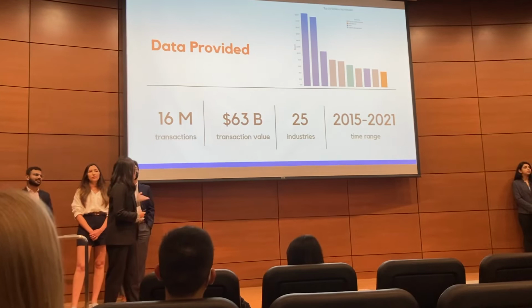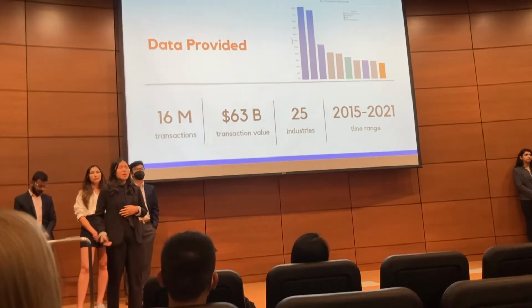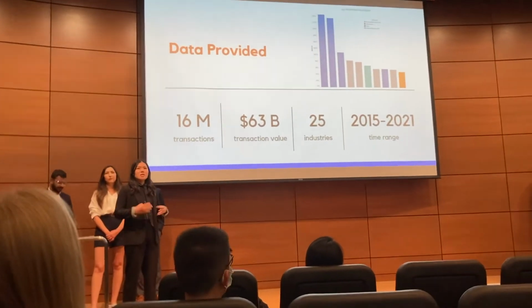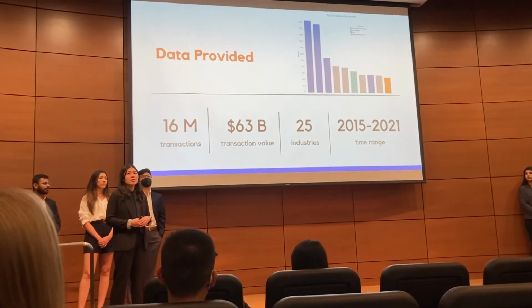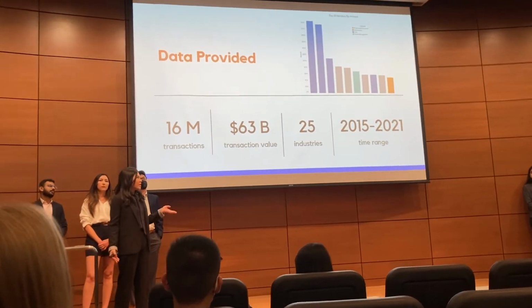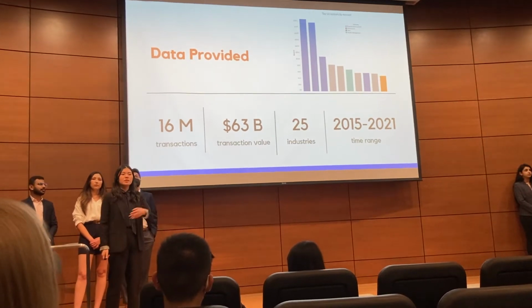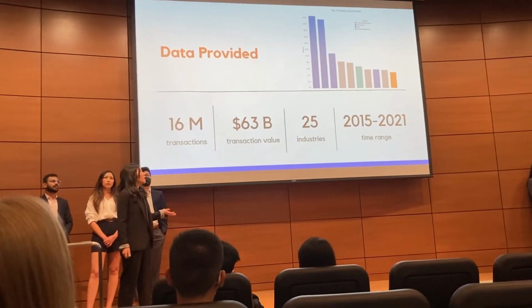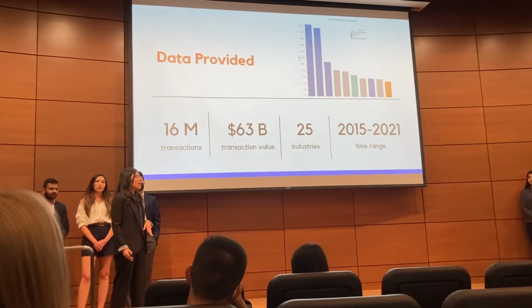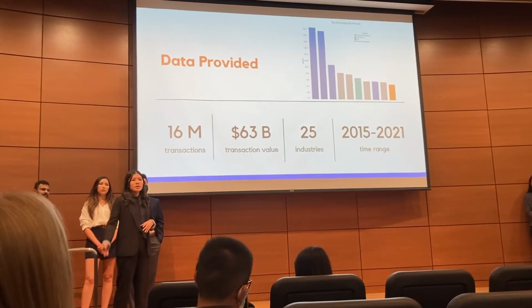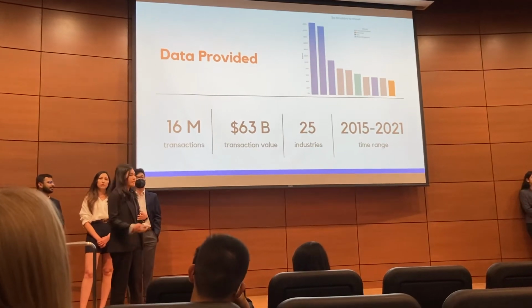But initially, we had 10.5 million transactions, and then that was expanded to around 16 million in spring quarter, and that covered $63 billion worth of transaction value across all 25 industries that Bill.com serves. The initial data set was from 2015 to 2019. And then 2019 to 2021 in spring quarter to cover the pandemic.